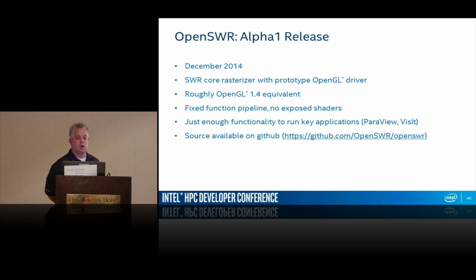So almost a year ago, December of 14, we released the very first OpenSWR alpha package. We released that into open source. That was the SWR core rasterizer with a prototype OpenGL driver. It was kind of a homegrown OpenGL driver, and it supported roughly a 1.4 equivalent OpenGL feature level. It was mainly used for getting just enough functionality to run the current versions of ParaView and VisIt at the time, which were also utilizing 1.4, 1.5 level OpenGL.